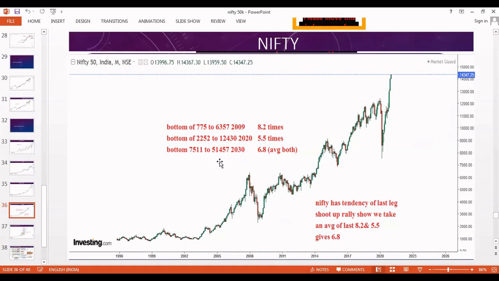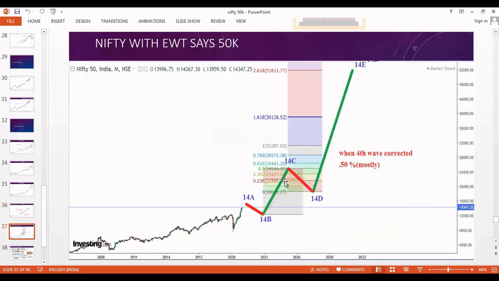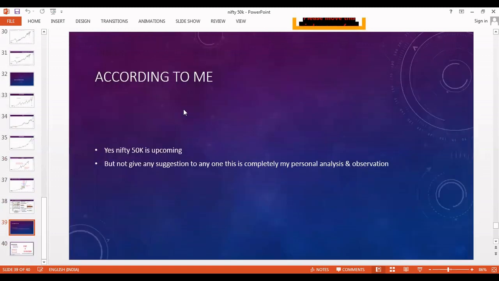If we multiply 7,511 with 6.8, we get an average high of 51,457. And the extension wave of Nifty gives me a target of 51,800. The analysis suggests that Nifty is going to be 51k in 2030, and our economy is going to be the third largest economy. My personal technical observation says that yes, we are going to be 50k somewhere around 2030.